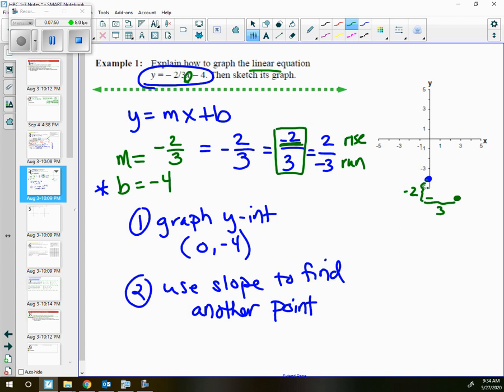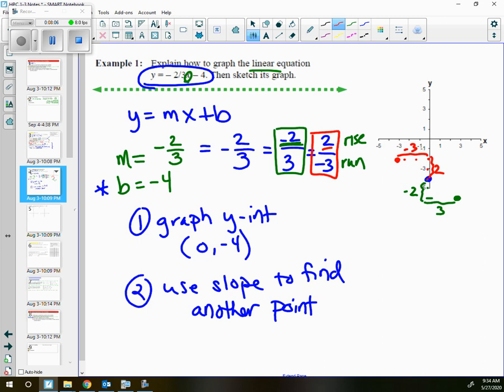That's one option, but we could also do it this way, just for kicks and giggles. A rise of positive 2 would mean up 2, and then a run of negative 3 would be left, so 1, 2, 3, and that would be over here. So that would be up 2, and then negative 3.